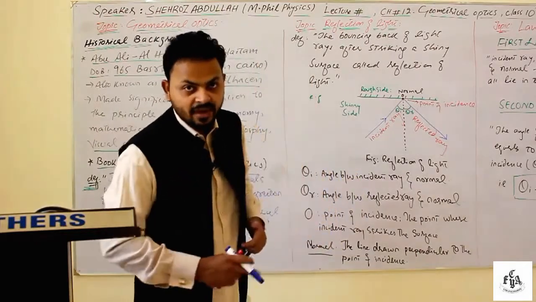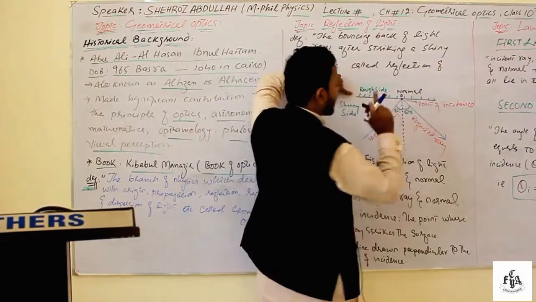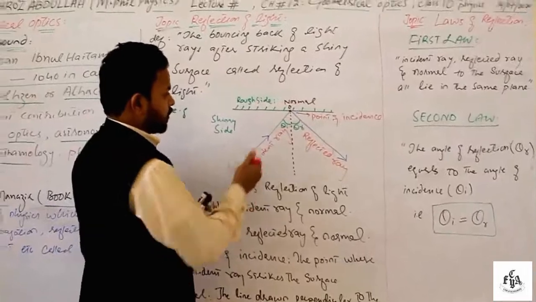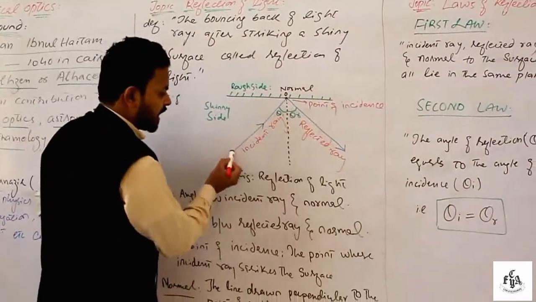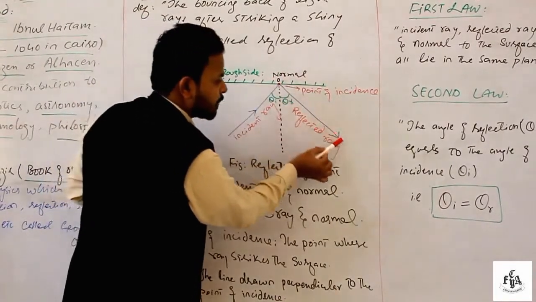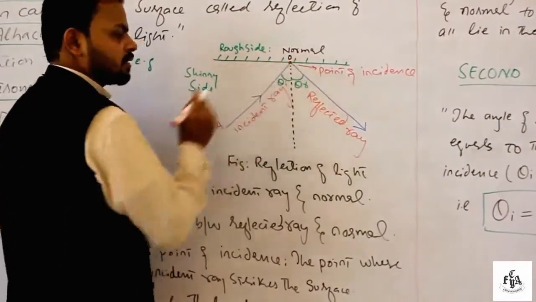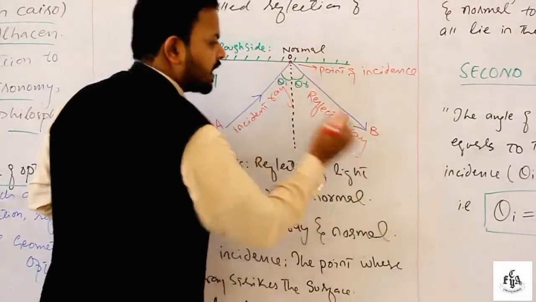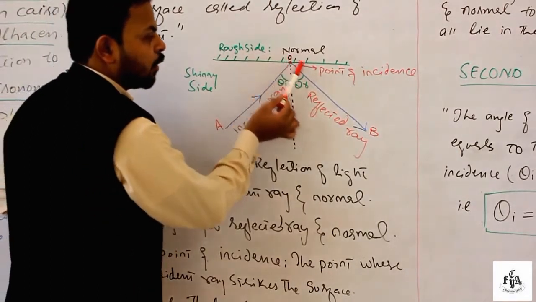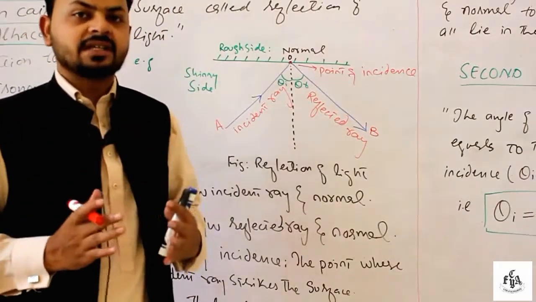Let me discuss it with an example and diagram. We have a rough surface, the rough side, shown with some dots. An incident ray is coming like this, striking at point O and rebounding back like this. Let me call this incident ray AO. AO is known as the incident ray, OB is known as the reflected ray, and point O is known as the point of incidence.